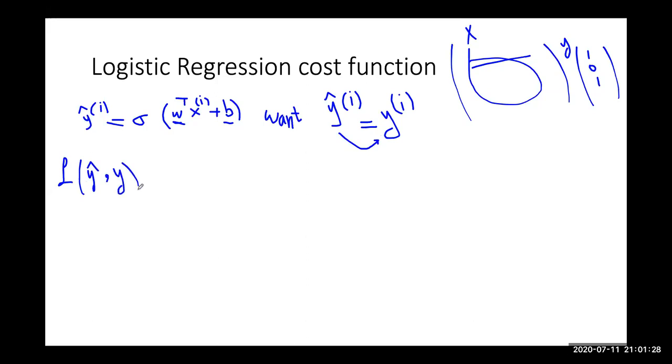If anybody here has taken any optimization course, you are familiar with the optimization techniques. The loss function is a function of y hat, my prediction, and y, the real value. And this is how it's defined. It's negative y log of y hat, plus 1 minus y, log of 1 minus y hat.